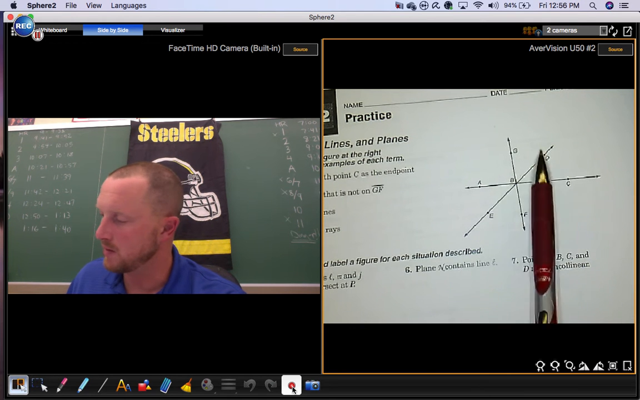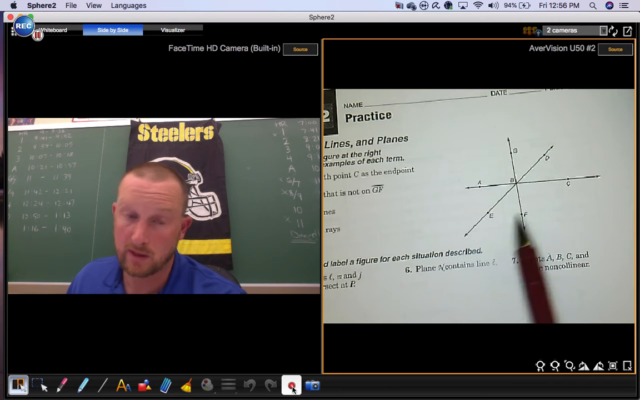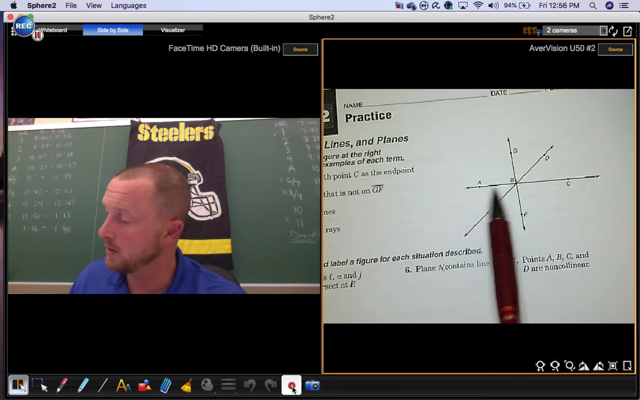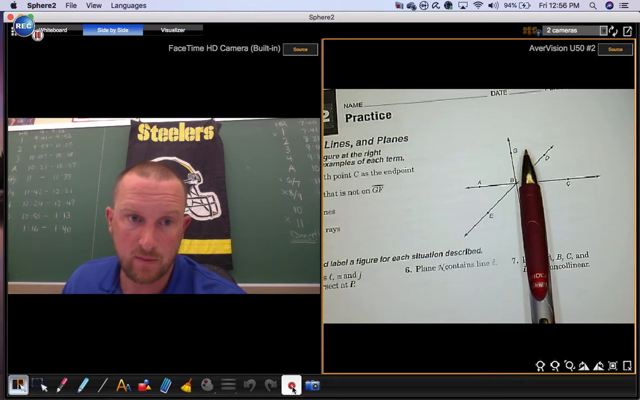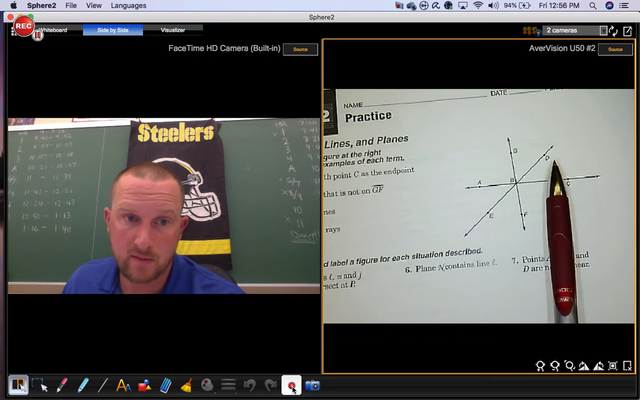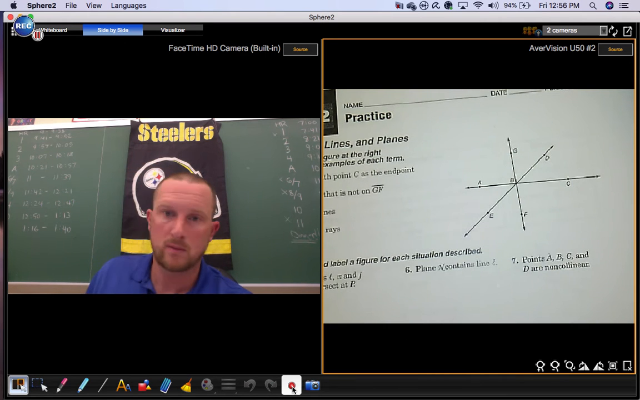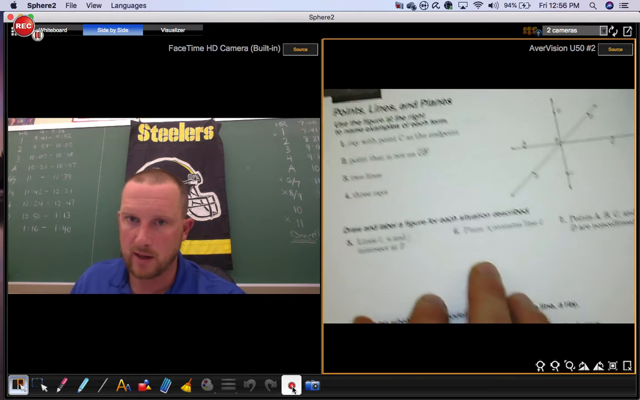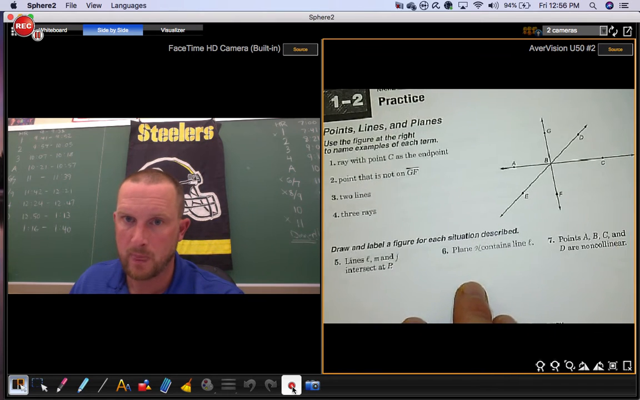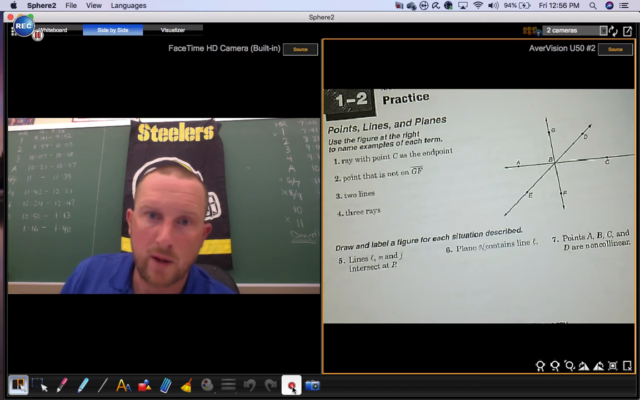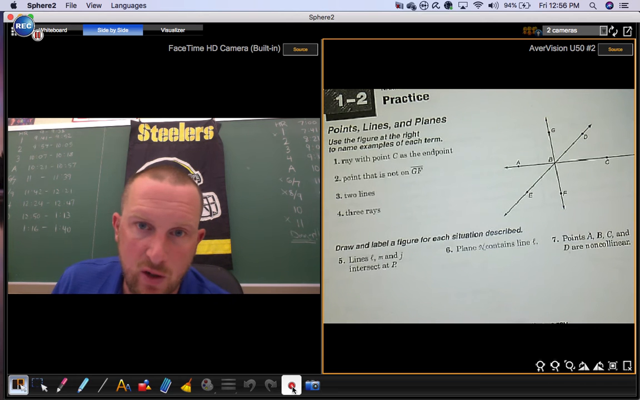There are segments that live on the lines. They live on the rays too. And then there's points that live on all of them. The segments, the rays, the lines. Let's see what we have to do with that diagram. We're going to name examples of each term.